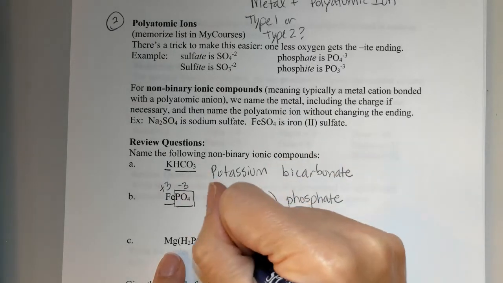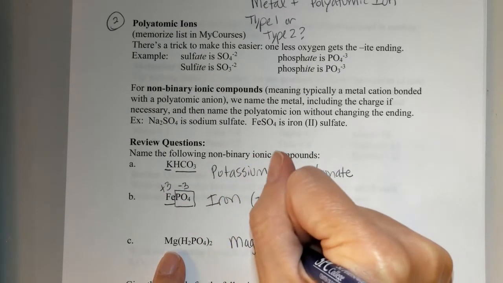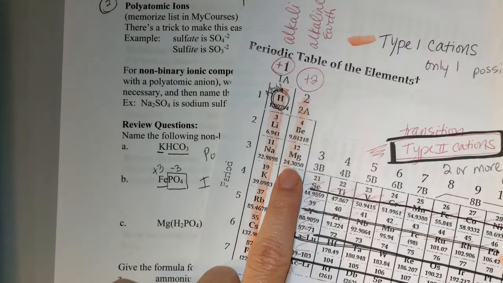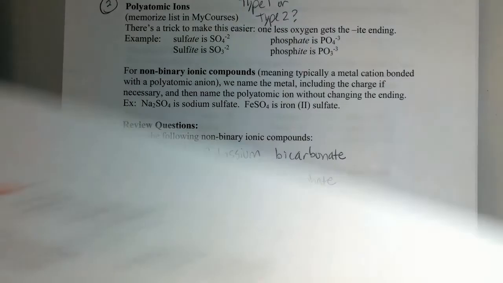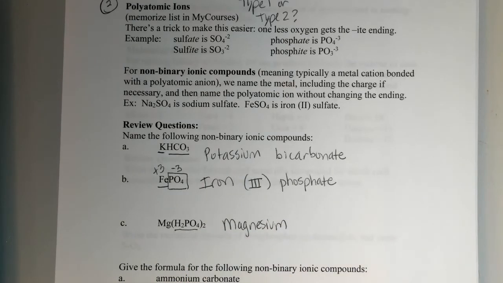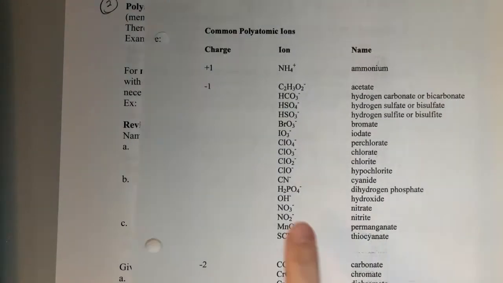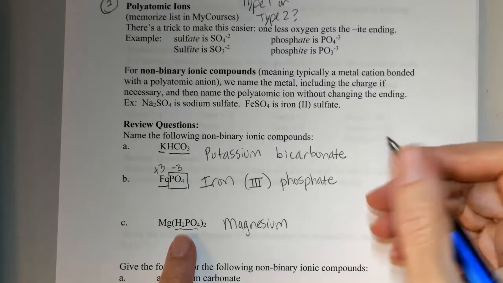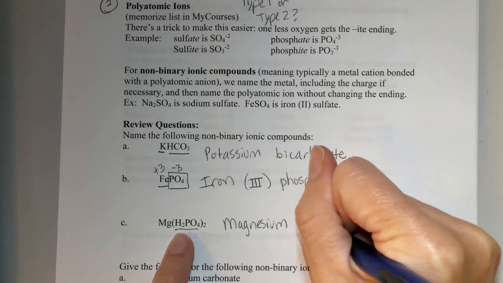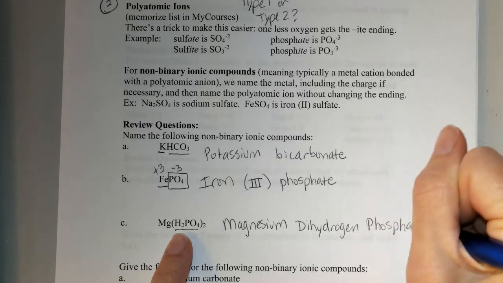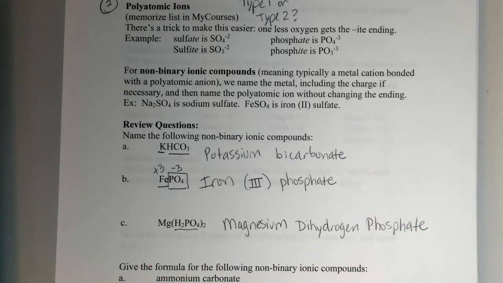Next one here we have Mg, which we know is magnesium. On our periodic table, magnesium is a group 2 alkaline earth metal, so we don't need a Roman numeral because we know the charge is +2. Then what I'm looking for on my list of polyatomics is H2PO4. This makes sense, I know PO4 is phosphate. When I have 2 hydrogens in front, I say it's dihydrogen phosphate. So that polyatomic ion, H2PO4, is dihydrogen for 2 hydrogens with phosphate. All right, magnesium dihydrogen phosphate.